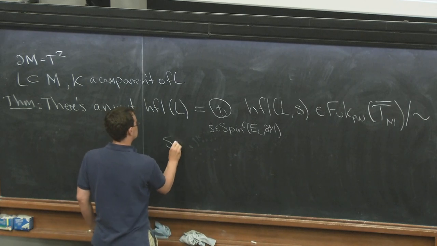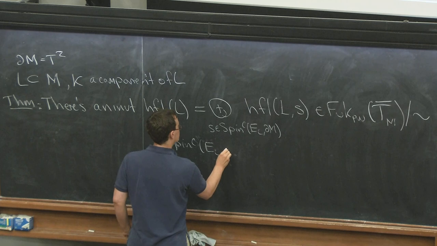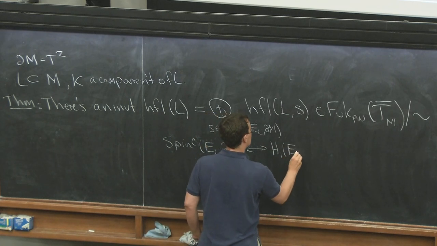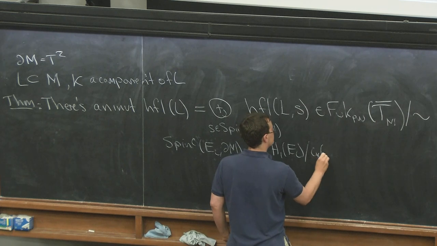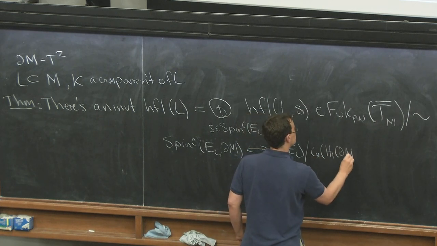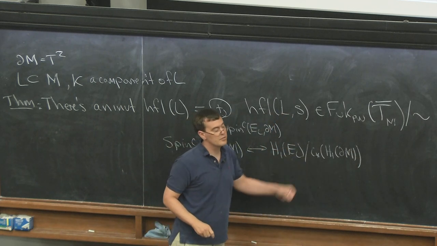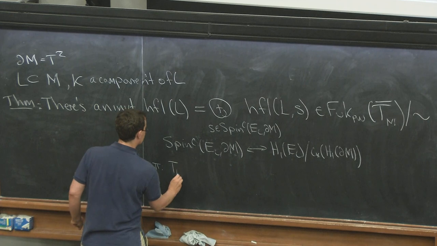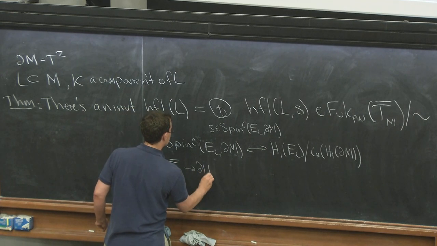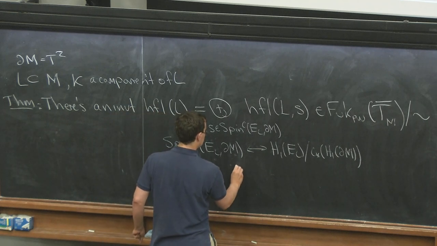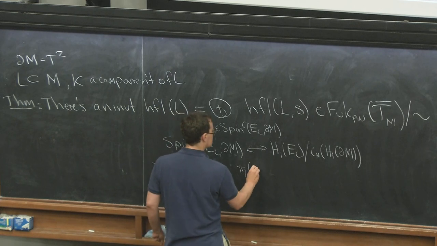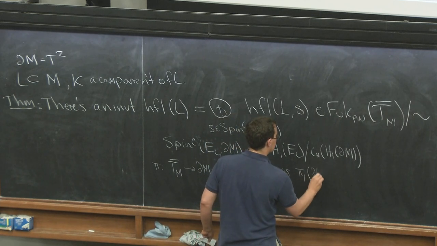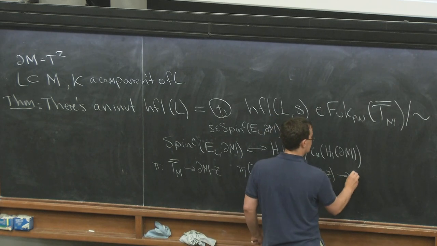Okay, so this set Spin^C of L boundary M is just in bijection with H_1 of E_L modulo the image of H_1 of the boundary of M. Okay, that's the outer boundary, as it were. This covering space, so there's a covering map pi mapping from T_M bar to boundary M minus E again. And the pi_1 of the cover is the kernel of the map from pi_1 of boundary M minus E that naturally goes to H_1 of M.